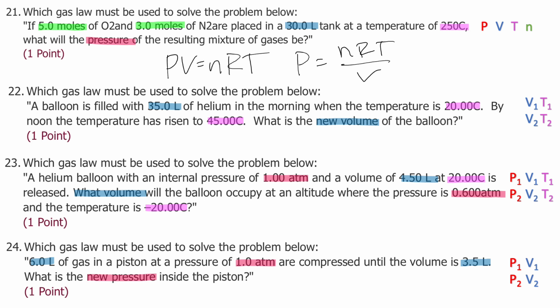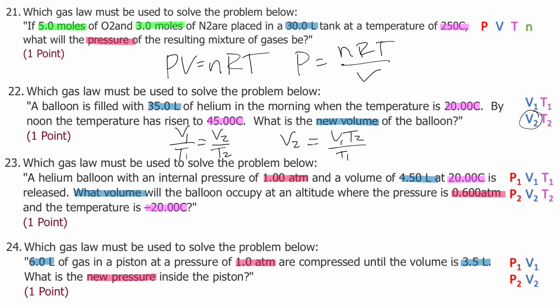Number 22, which gas law must be used to solve the problem? We are given an initial volume, an initial temperature, a final temperature, and it's asking for the final volume. So since we are dealing with volume and temperature, this is going to be Charles' law, V1 over T1 equals V2 over T2. It's asking for the final volume, so our equation for solving for V2 would be V1 T2 over T1.